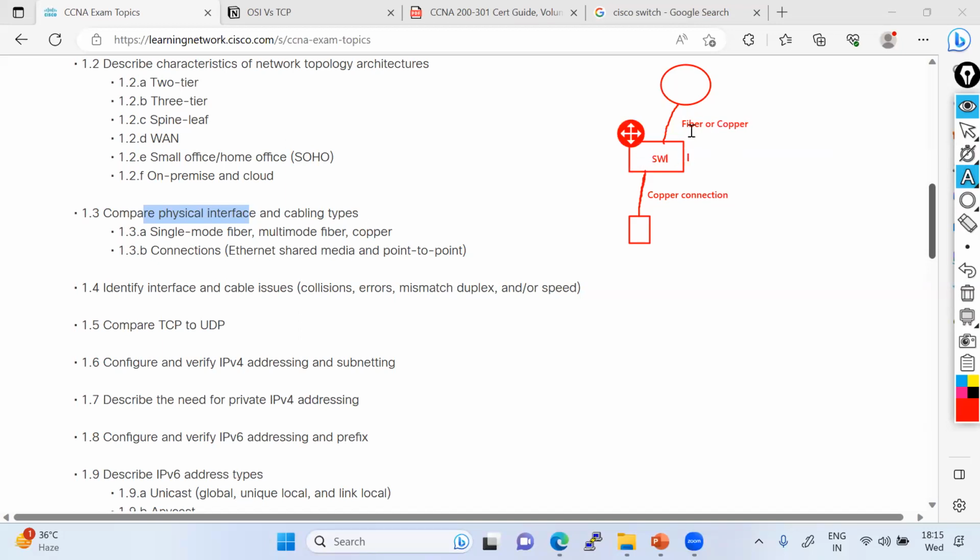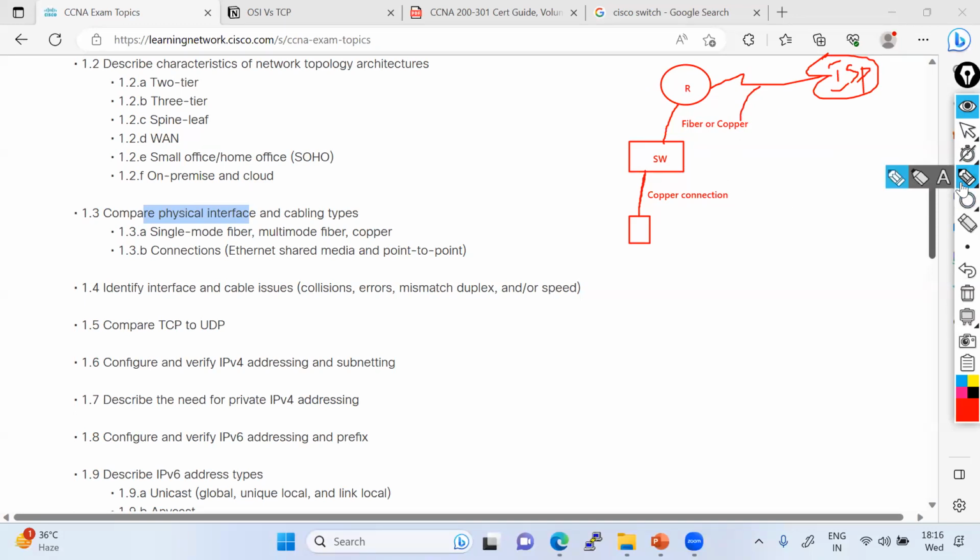So if my switch wants to connect with the router, it can be copper or fiber, both. If this router further connects with another router, an ISP, it could also be maybe copper, maybe fiber. It's not mandatory. So let's understand what is copper and what is fiber.